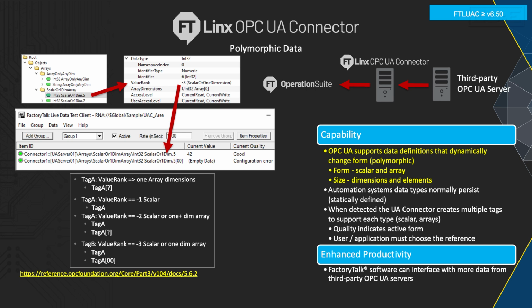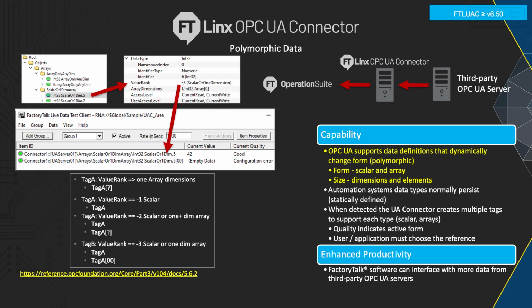This one is from the OPC UA Foundation. The reason I included this is because this whole thing is about what's called polymorphic data, right? I didn't find that term in the OPC UA specification. I think that's a Rockwell marketing term, okay? What it really comes down to is this. OPC UA supports data definitions that dynamically change form. In other words, they can change from being just a single value to an array of values. The size and dimensions of the array can change on the fly from your device, right?